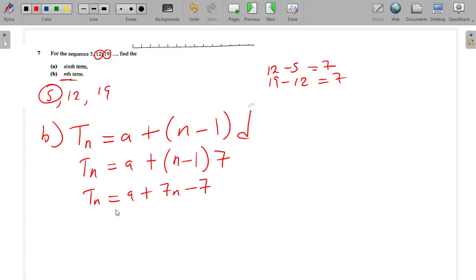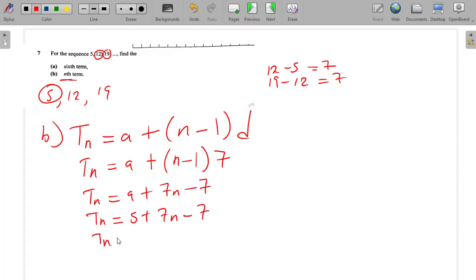So if this is the expression that I'm having, this is the nth term. Here also the value of a I know, isn't it? The value of a is 5. So we can replace the 5 there: 5 plus (n minus 1) times 7 minus (n minus 1) times 7.